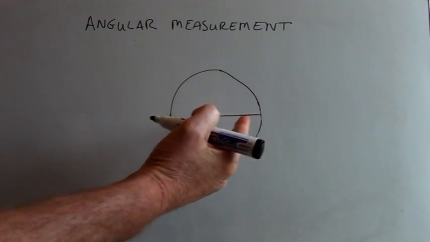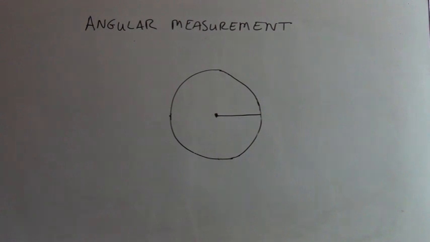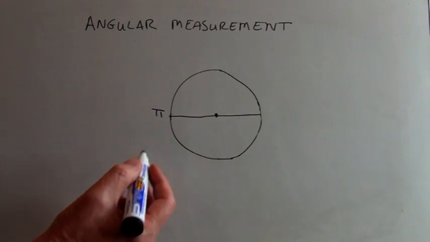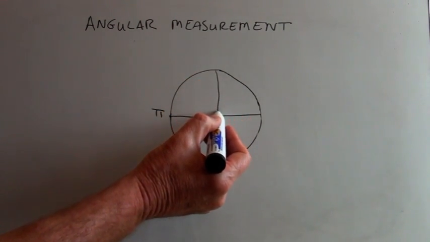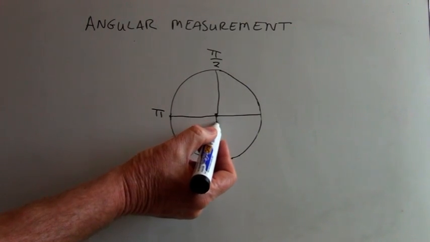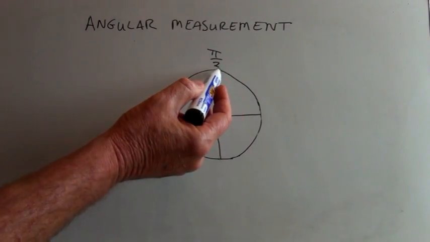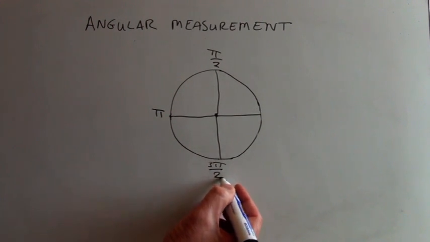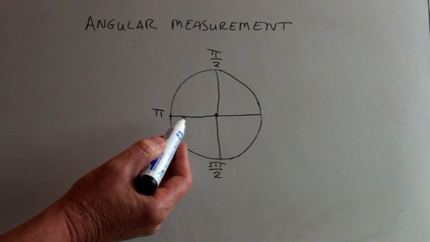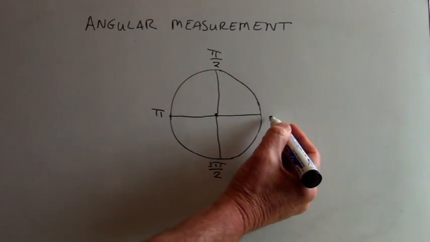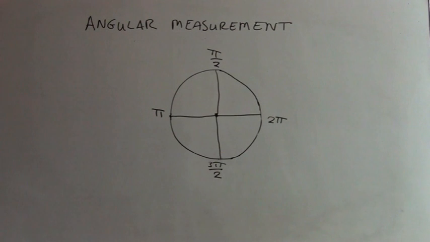So we know that one full revolution is equal to 2 pi. So half of that would be equal to pi. Now, if we half that again, we get pi over 2. Then if we put another point in, we've got 1 pi over 2, 2 pi over 2, 3 pi over 2. So a quarter of a revolution is equal to pi over 2, half a revolution is equal to pi, 3 quarters of a revolution is equal to 3 pi over 2, and a full revolution is equal to 2 pi.